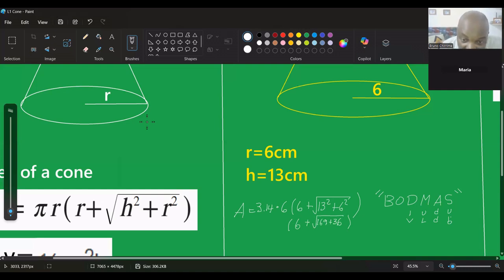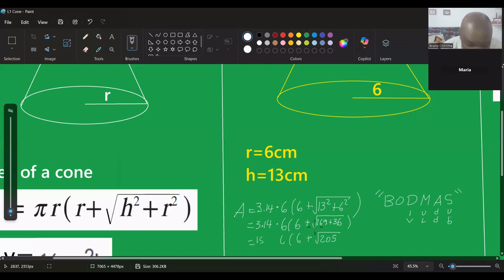Anyway, you see what I'm doing? I'm simplifying, but following the priority, which is multiplication at this moment. So I've multiplied here inside the square root. So I add 169 to 36. What I get is 205. So it's the square root of 205, right? Plus 6 times, in fact, here outside, I can also multiply this too. 3.14, which is pi, times 6, gives me 18.84. So let me just fix this.